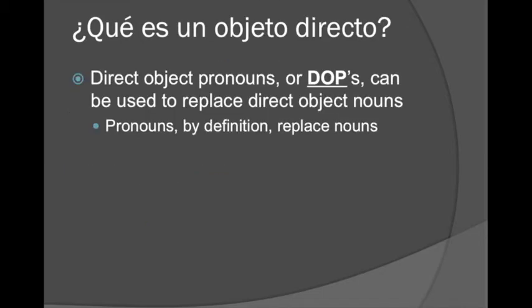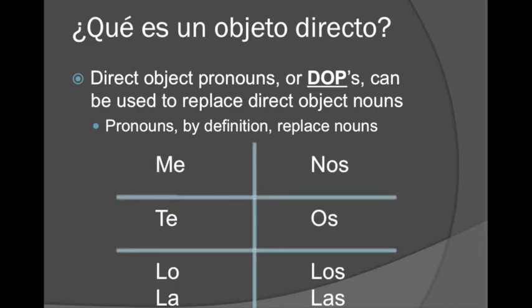So, a direct object pronoun, or a DOP, you'll sometimes hear me call it, or an objeto directo, can be used to replace direct object nouns. Pronouns, by definition, replace nouns. The direct object pronouns, which are going to replace the direct object nouns, are as follows. Me, te, lo, la, nos, os, los, and las.